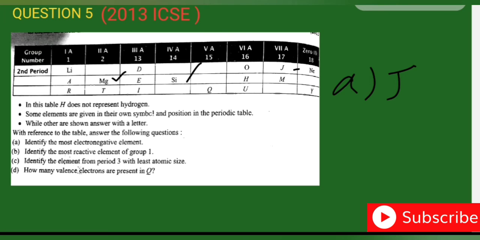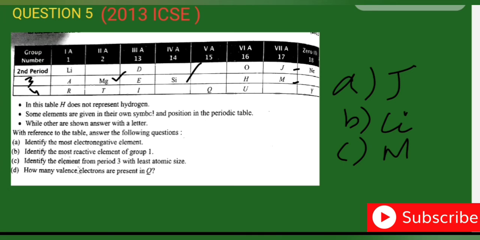Identify the most reactive element of group 1. Group 1 is your, so lithium is the most reactive element, so B is your lithium. Identify the element from period 3 with least atomic size. So this is the second period, this is the third period, and this is the fourth period. So least atomic size is your M. Answer is F.